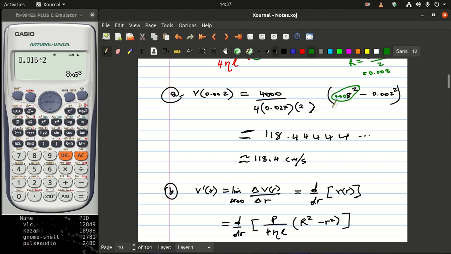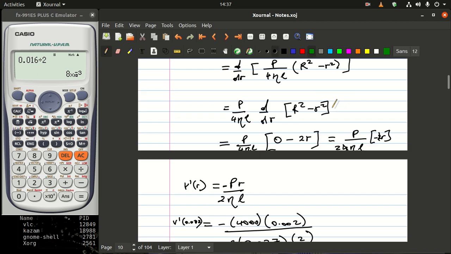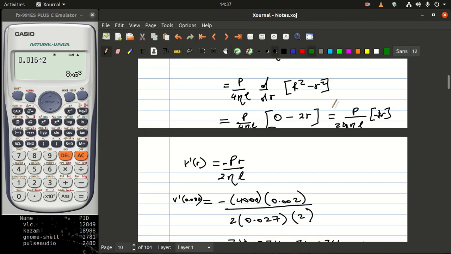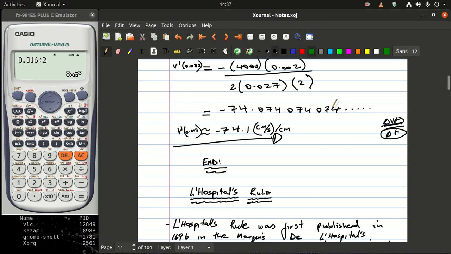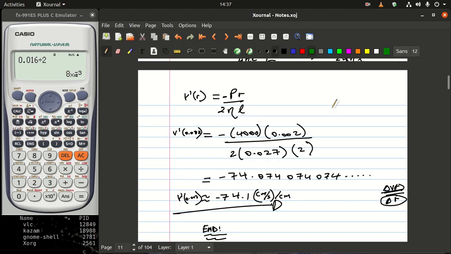But in the test, like I said, you will get problems that don't require a calculator, and if we give you that problem, we expect you to be able to answer the question without a calculator.